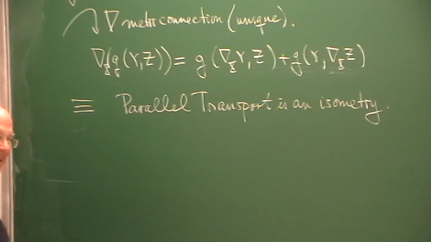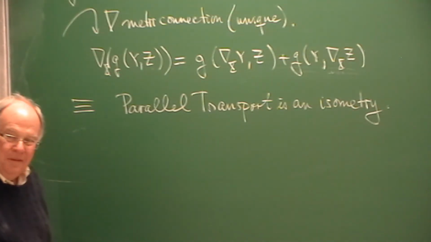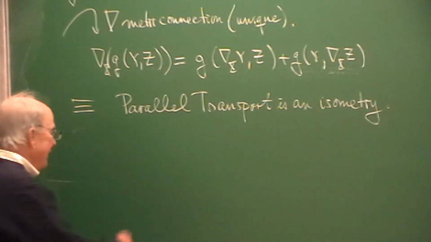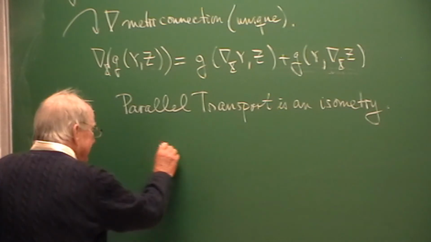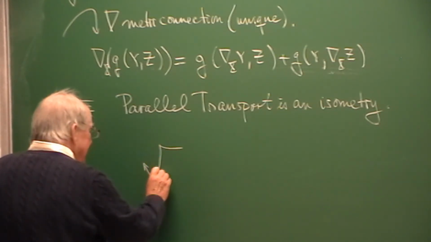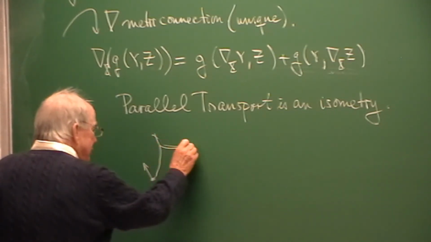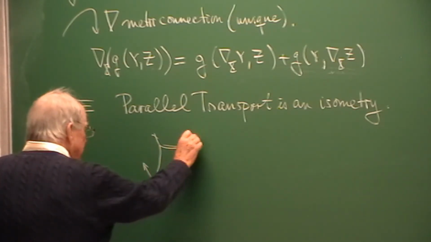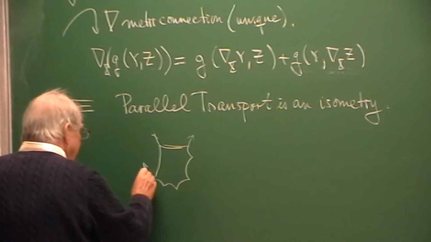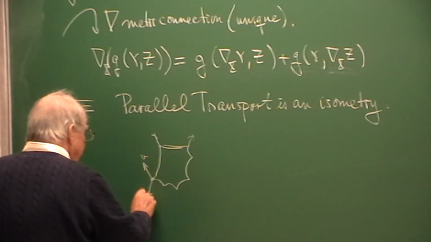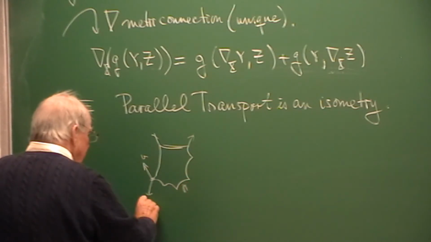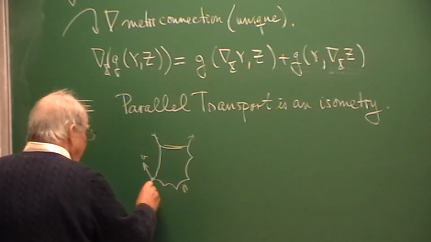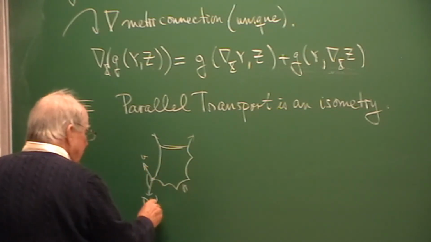Well, what does that say about the holonomy group? I take a curve, I take a vector, I push it, I push it, I push it, and I come back by parallel transport, I get another thing. I take a vector V here, and I have the parallel transport along this curve gamma of V. And I have a transformation that goes from V to the parallel transport of V.